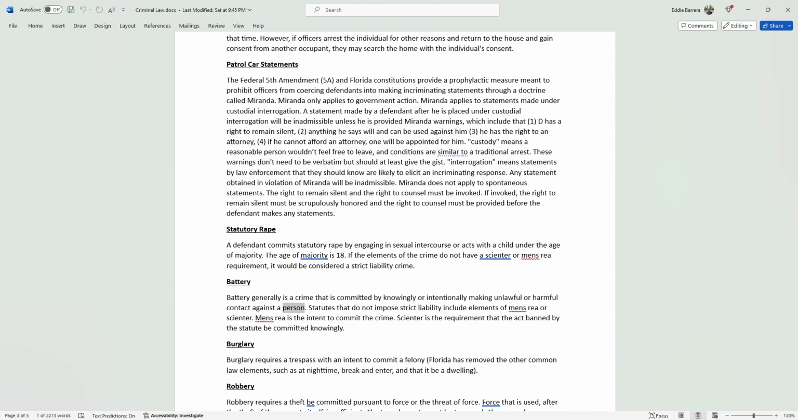contact against a person. Statutes that do not impose strict liability include elements of mens rea or scienter. Mens rea is the intent to commit the crime. Scienter is the requirement that the act banned by the statute be committed knowingly.